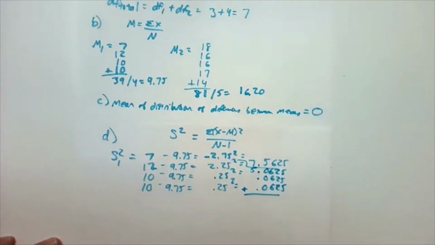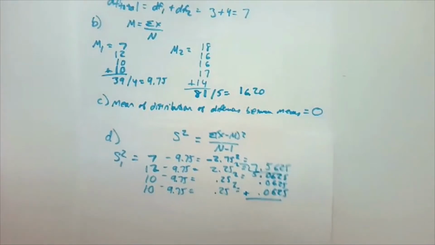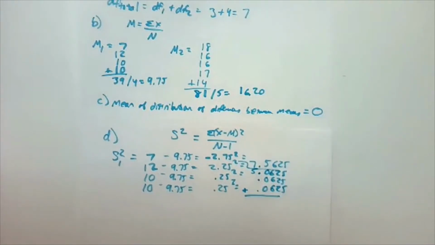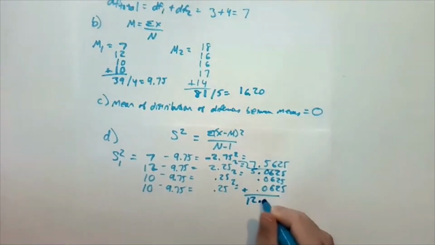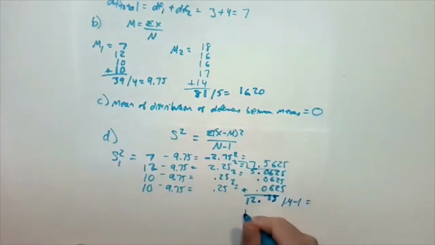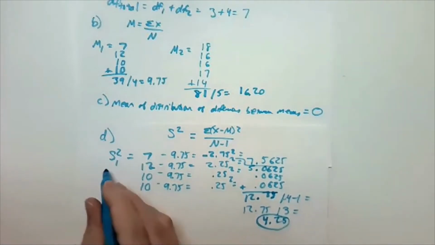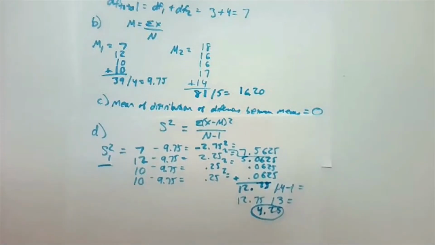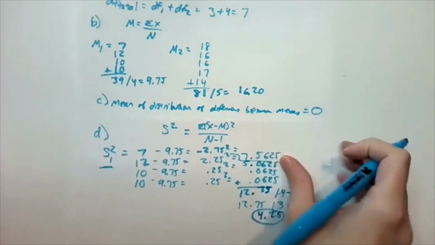And so next up, I'm going to add these together. So I have these 4 numbers that I'm going to add together right now. And as I calculate that, I'm going to get 12.75. And then I divide by n minus 1. So divided by 4 minus 1, 12.75 divided by 3. And finally, I get 4.25. And so again, this is my S squared, my estimated population variance for group 1.